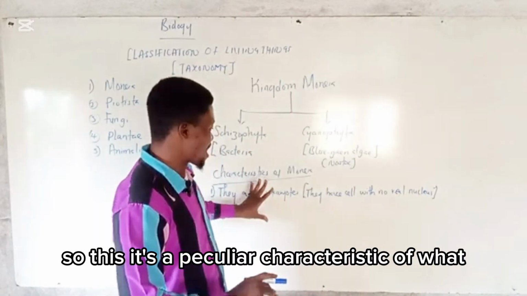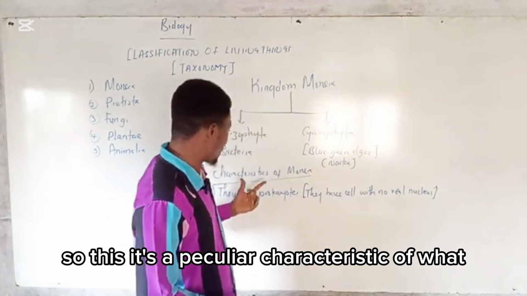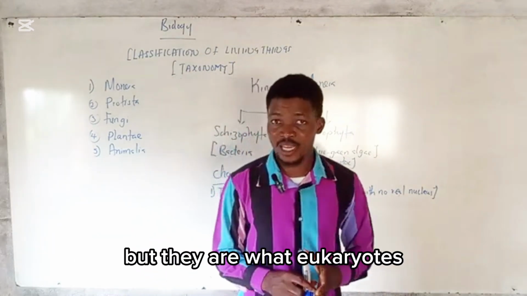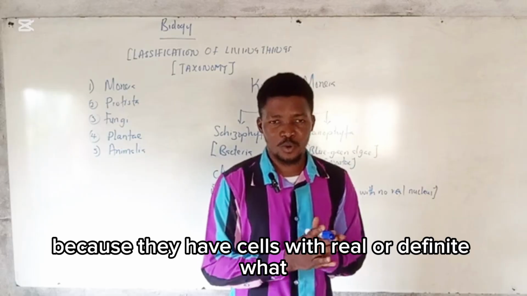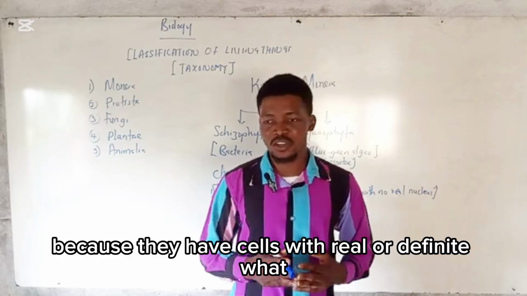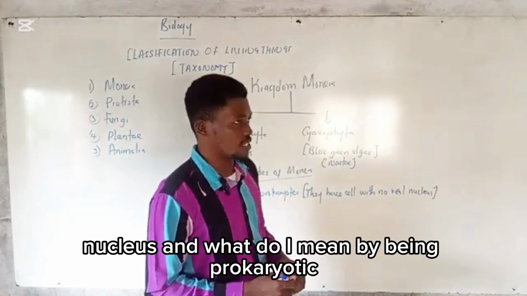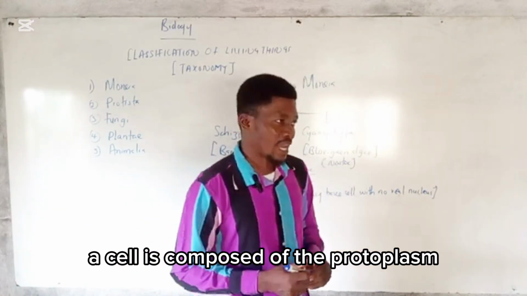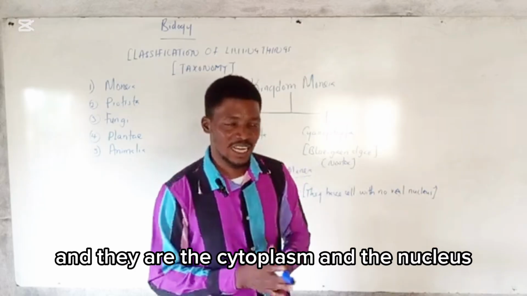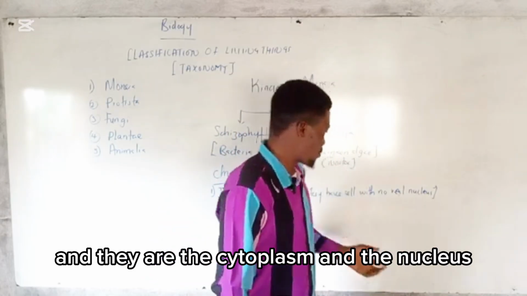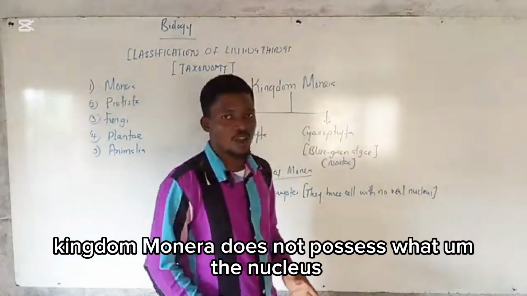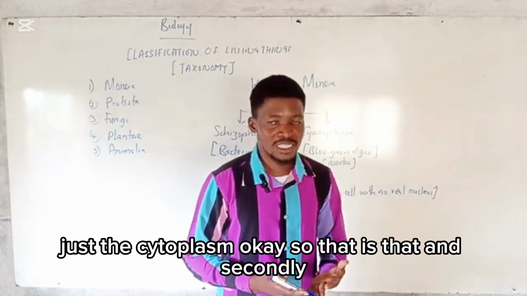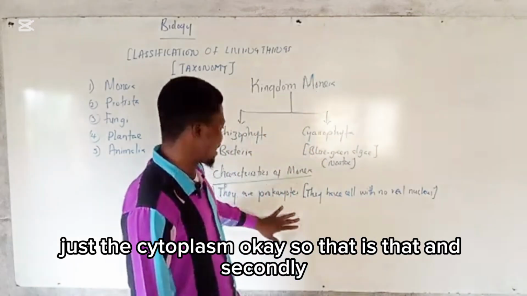So this is a peculiar characteristic of what? Of kingdom Monera, as other organisms are not prokaryotes, but they are what? Eukaryotes, because they have cells with real or definite what? Nucleus. And what do I mean by being prokaryotic? Just like a typical animal cell, a cell is composed of the protoplasm, and the protoplasm is divided into two, and they are the cytoplasm and the nucleus. But that of kingdom Monera does not possess what? The nucleus, just the cytoplasm. Okay, so that is that.